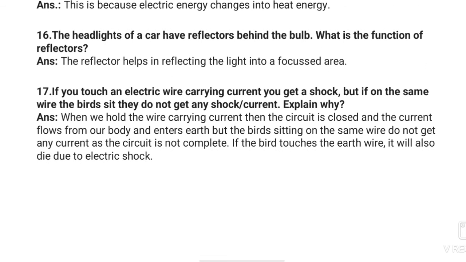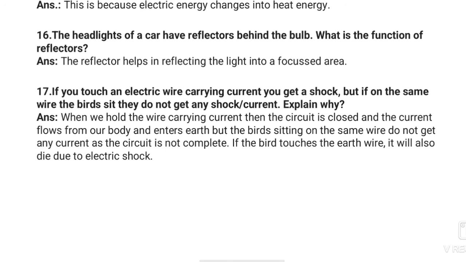Next question, the headlight of a car has reflectors behind the bulb. What is the function of reflectors? The reflector helps in reflecting the light into a focused area. So students, you know what the use of headlights or reflectors in vehicles is, because the reflector helps in reflecting the light into a focused area.